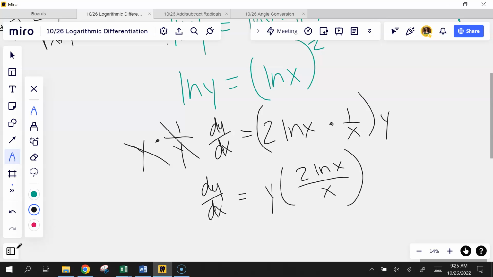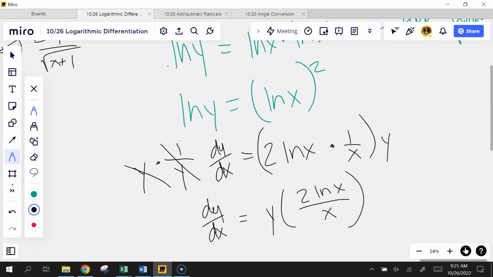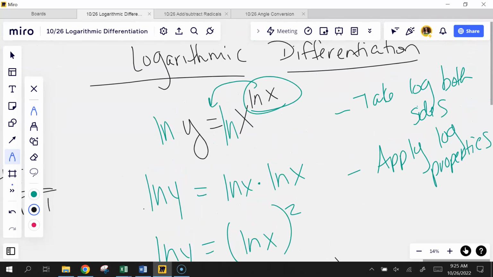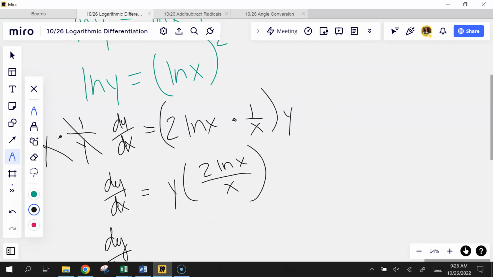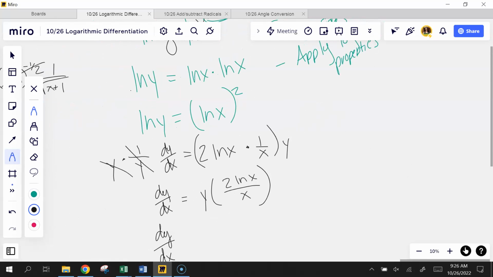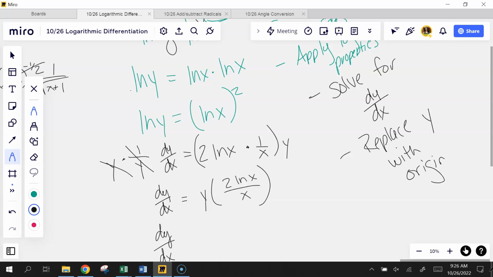What do I do? Plug in the original y. What was y originally? x to the log x, right? So this becomes, and I should probably say that over here, little steps. Apply log properties, solve for dy/dx, and replace y with your original y.